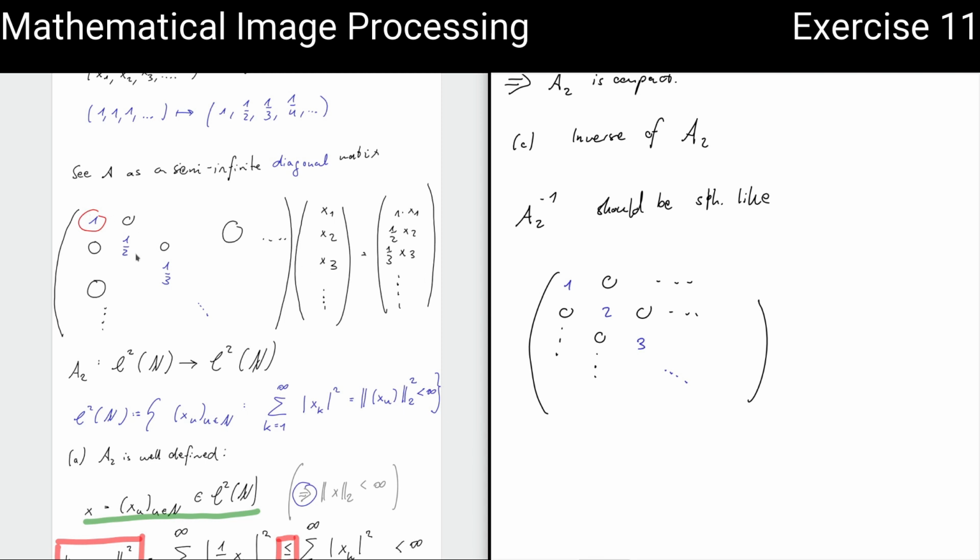So instead of multiplying with reciprocals of n, I now multiply with n. So the first one gets multiplied with 1, the second one with 2, the third one with 3. So if I take a semi-infinite vector here, the result is x1, 2x2, 3x3, and so on. And now we can go through the parts that we just covered for A2, but now for the inverse.